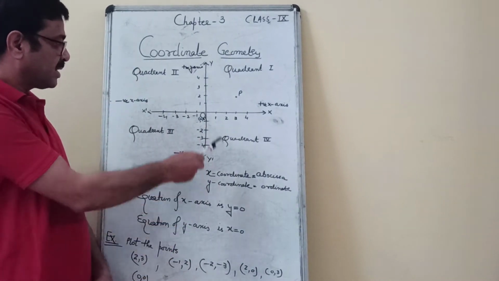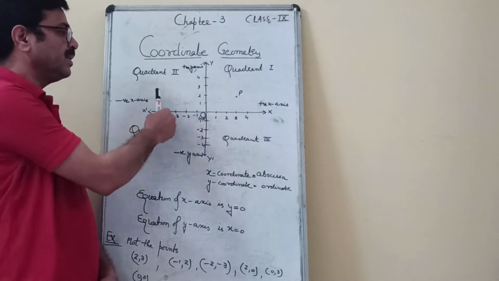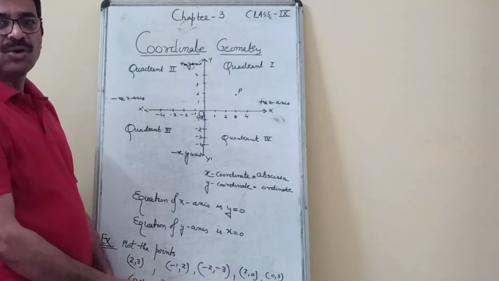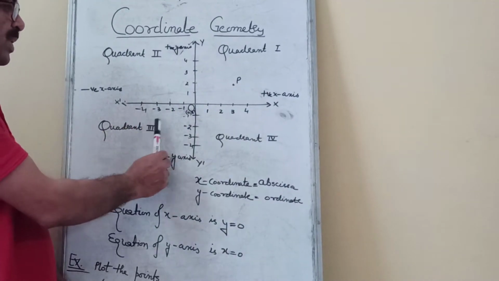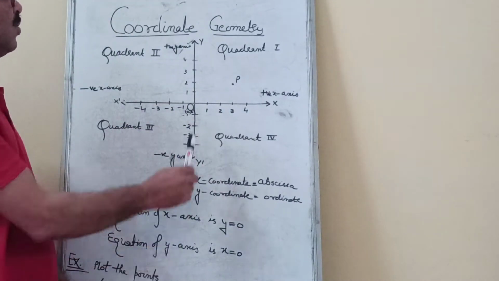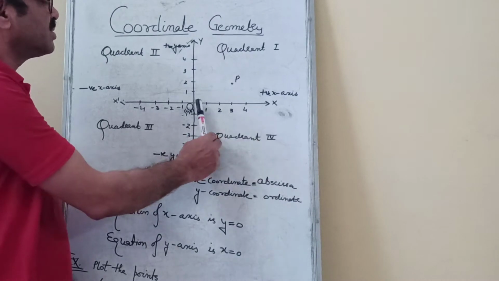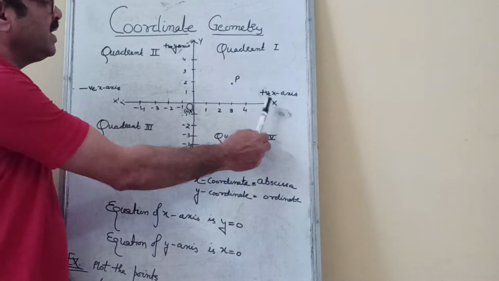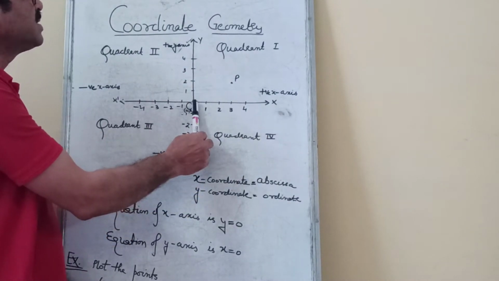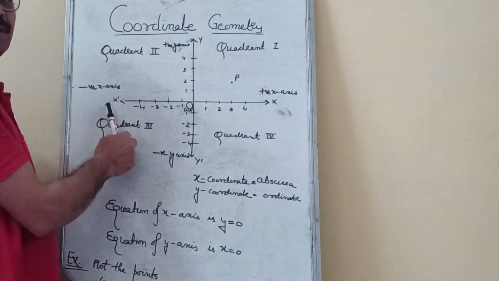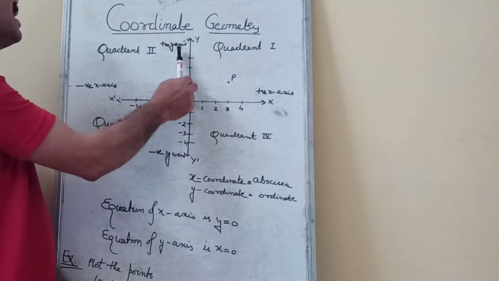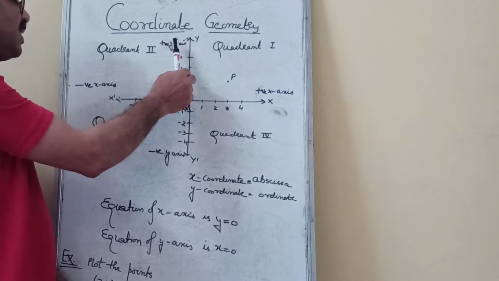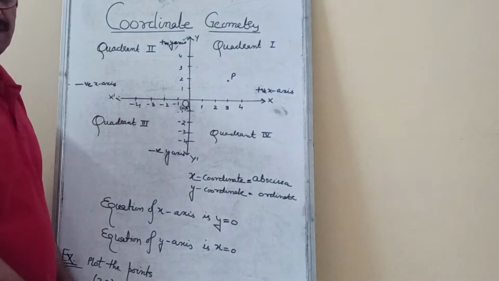Now these axes divide the plane into four parts. These are called quadrants. This is the first quadrant, second quadrant, third quadrant, fourth quadrant. Now here the axis to the right side is the positive x-axis and to this side it is the negative x-axis, and above the x-axis it is the positive y-axis and below is the negative y-axis.